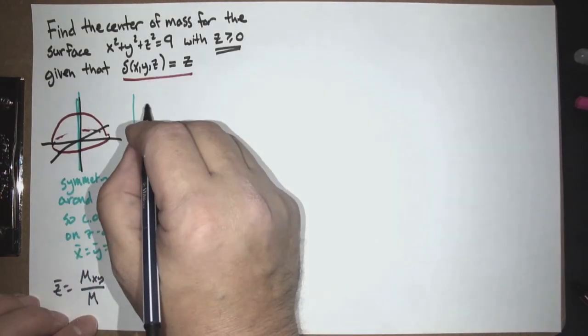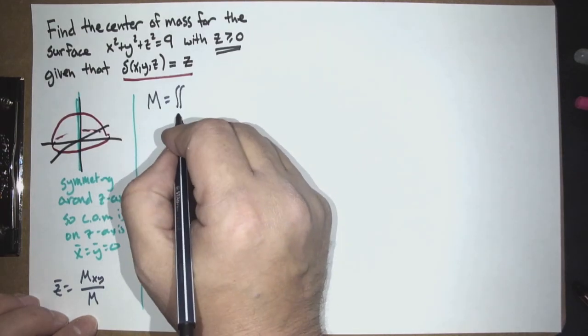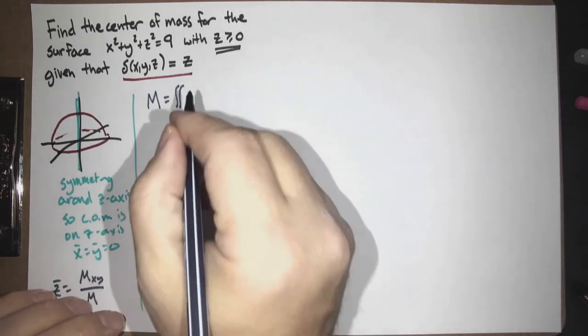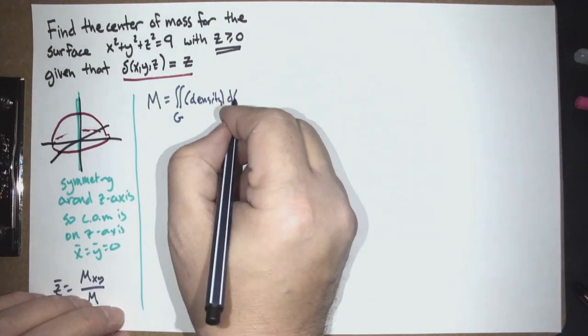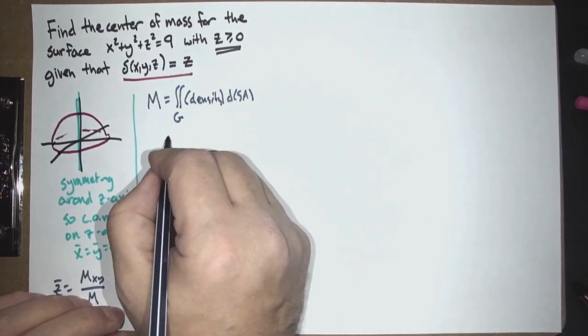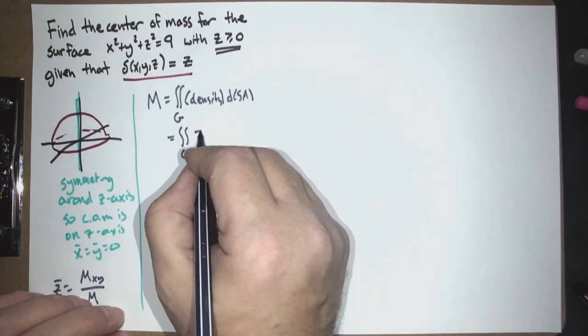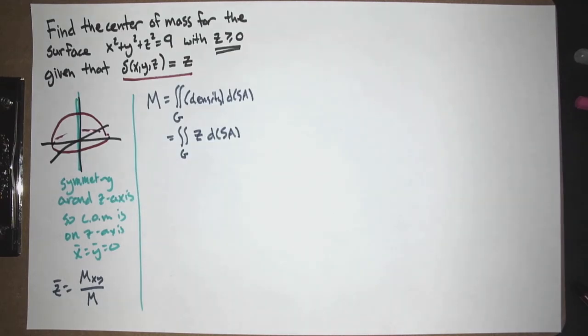If I want to find mass, I would integrate on my surface what? When you're trying to find mass, what do you integrate? Density. So it's the integral of your density dSA. That's just very generic. So in our case, our density is z, so it's the integral of z dSA.